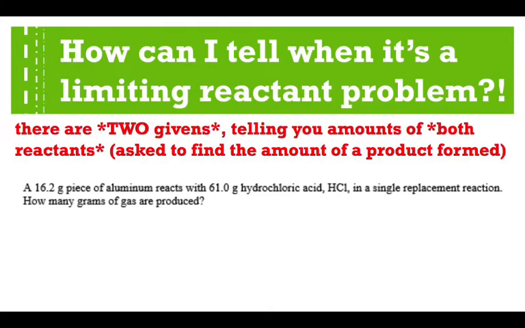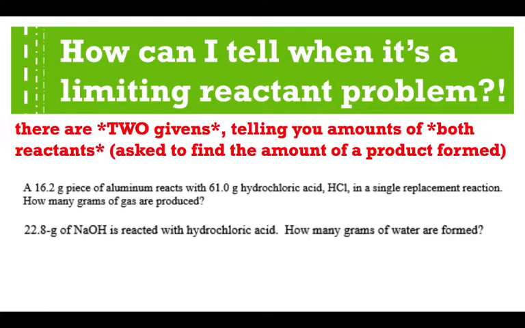So, how can I tell that something is a limiting reactant problem? Well, there's going to be 2 givens telling you the amounts of both reactants being mixed together, and the problem's going to ask you to find the amount of a product. So, here's an example. It says that a 16.2 gram piece of aluminum reacts with 61 grams of hydrochloric acid. So those are 2 numbers given to you, and it's talking about aluminum reacting with hydrochloric acid, those amounts of both of those things. And then someplace it says how many grams of gas are produced. So it's asking you, how much stuff do we make if I mix this stuff together? That's a limiting reactant problem.